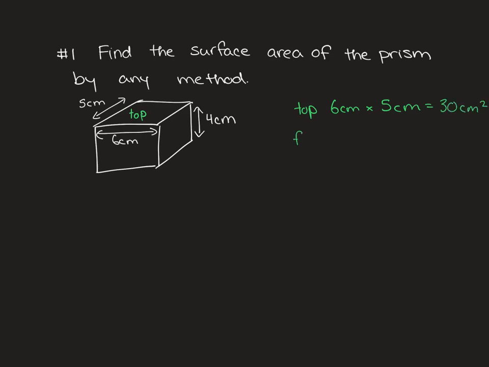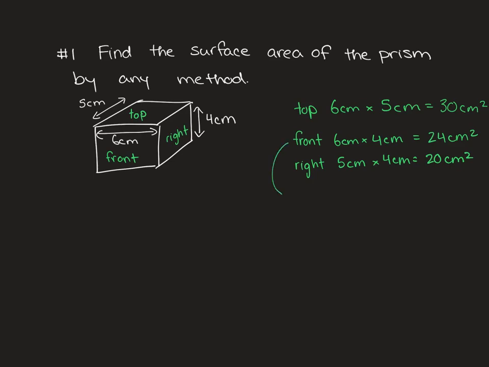So if we're finding the front, what two numbers do we need to multiply? 6 and 4. So 6 times 4, and that gives us 24 centimeters squared. What should my next step be? To find the right side, we'd multiply 5 centimeters times 4 centimeters, which gives us 20 centimeters squared. Now what would my next step be?